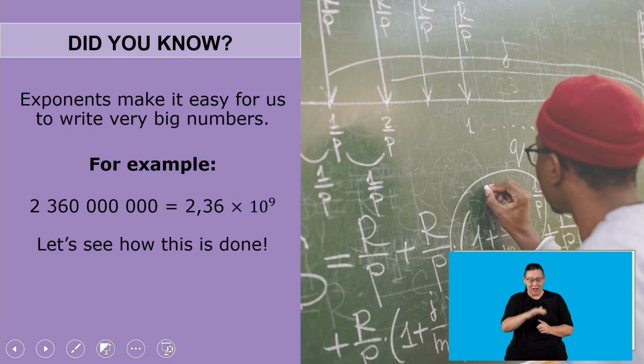Let's start off our lesson with a did you know. So, did you know that exponents make it easy for us to write very big numbers? For example, 2,360,000,000 is equal to 2.36 times 10 exponent 9. Let's see how this is done.